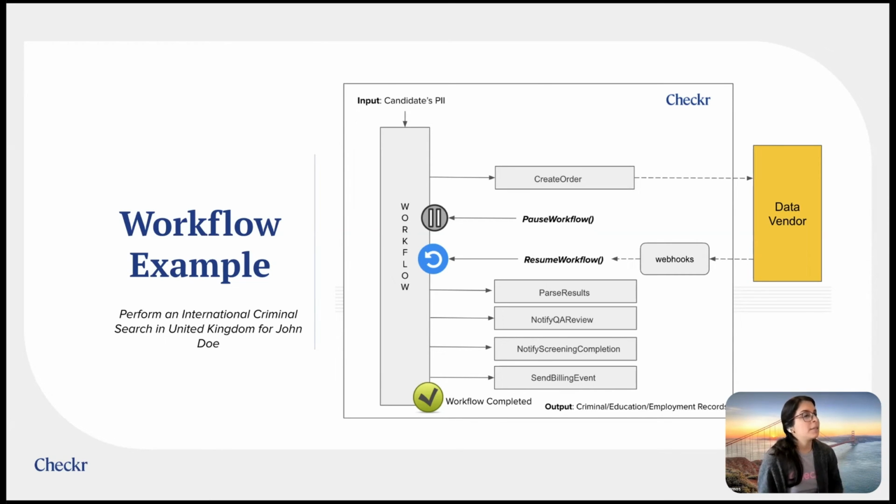These activities are meant to complete one specific step of the process with a well-defined input and output. So for example, if we take the first activity, which is to create an order for the data vendor, this is going to be its own activity. As an input, we're going to have the candidate data that we need to send out to the vendor. And as an output, we always expect a vendor order ID that they created, so we can then externally refer to that order using that ID.